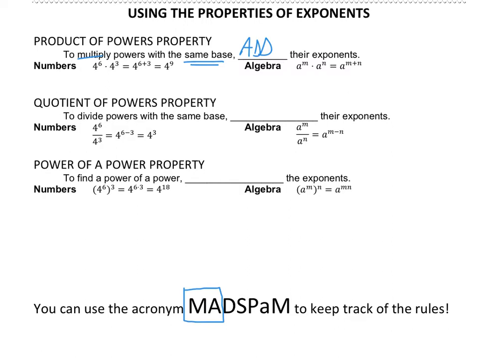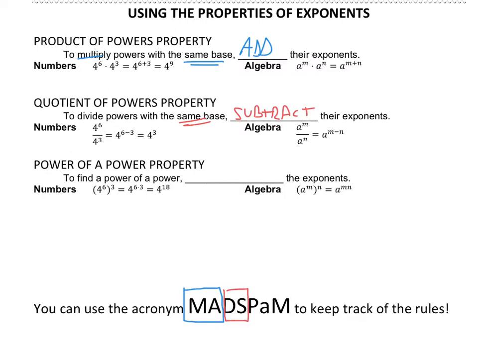Second one is quotient of powers. When I divide, again, same base, I can subtract their exponents. So divide or quotient, subtract. And then notice, here's division. I would subtract always down, top to bottom. So 4, same bases, is 6 minus 3 is 4 to the 3rd.